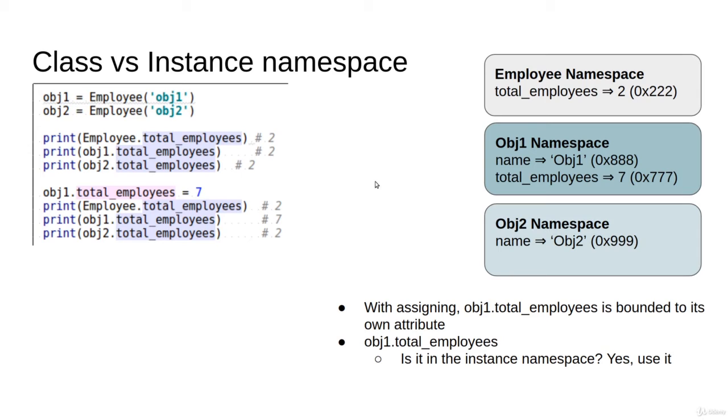And a point here is the total employees exists in both of them. When you try to print employee.total employees, it goes to the namespace of class and finds the total employees, printing 2. When you write object1.total employees, it goes first to the namespace of the object. Oh, I have here a value 7, it's going to print it. Observe that any changes now you do to the total employees in object1 has no effect on the employee namespace. These now are two different attributes.